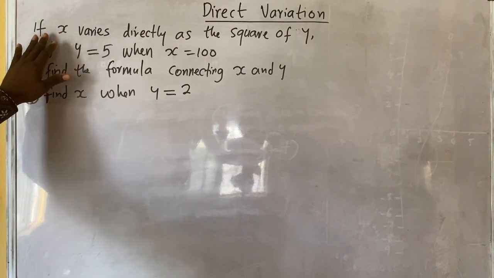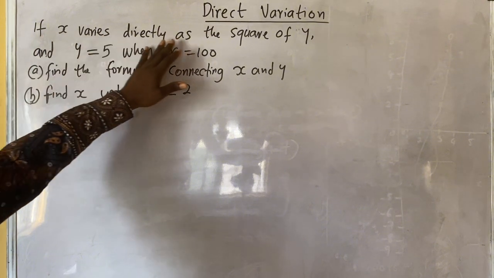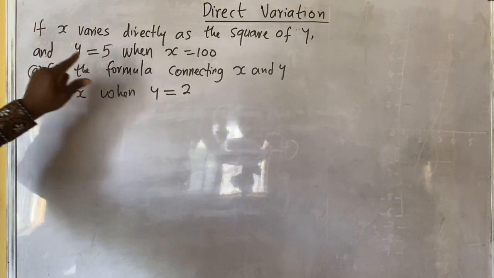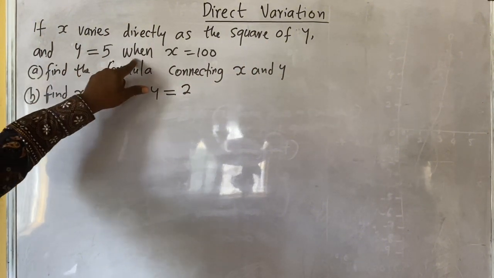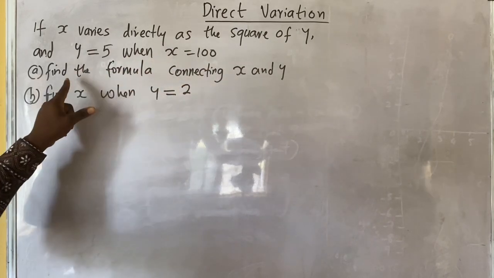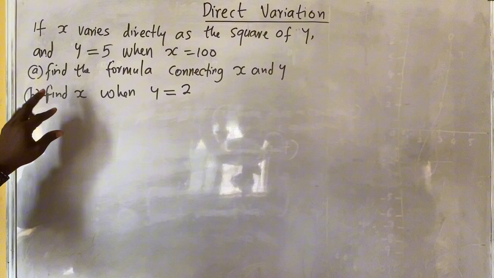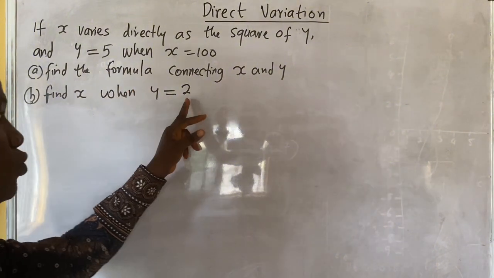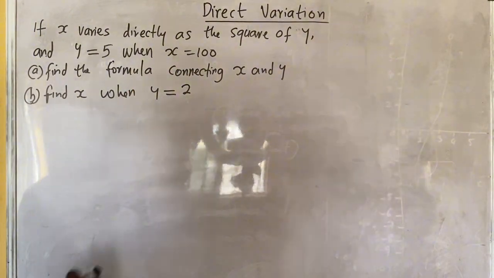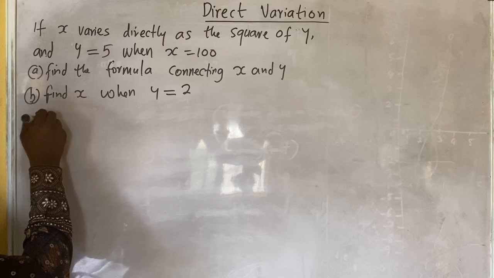The question says, if x varies directly as the square of y, and y equals 5 when x equals 100. A, find the formula connecting x and y. B, find x when y equals 2. So let's look at the question. We'll have A, solution.